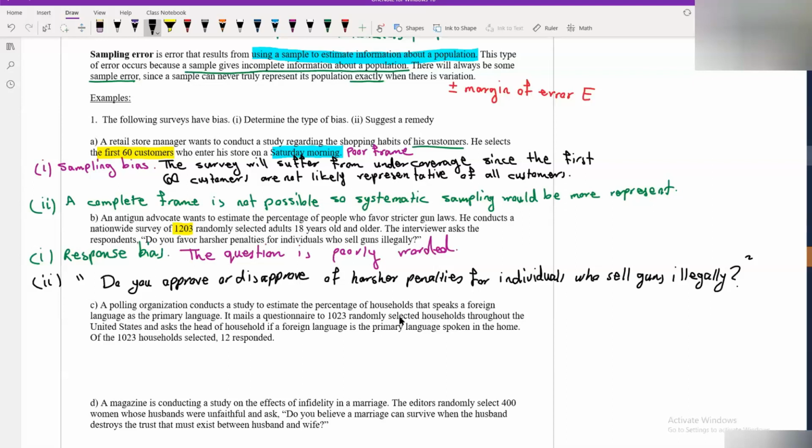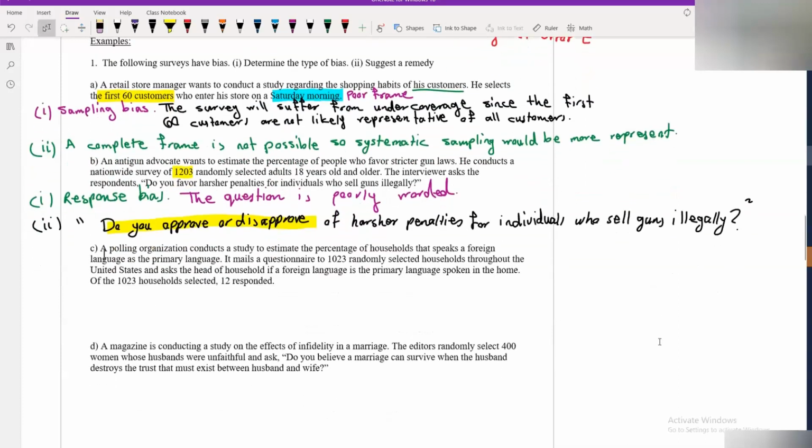The only part I changed was this one. Instead of "do you favor," I had "do you approve or disapprove."